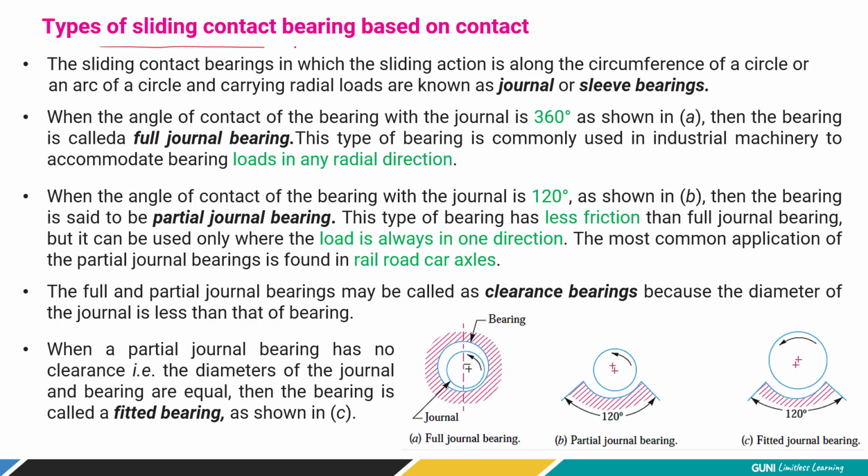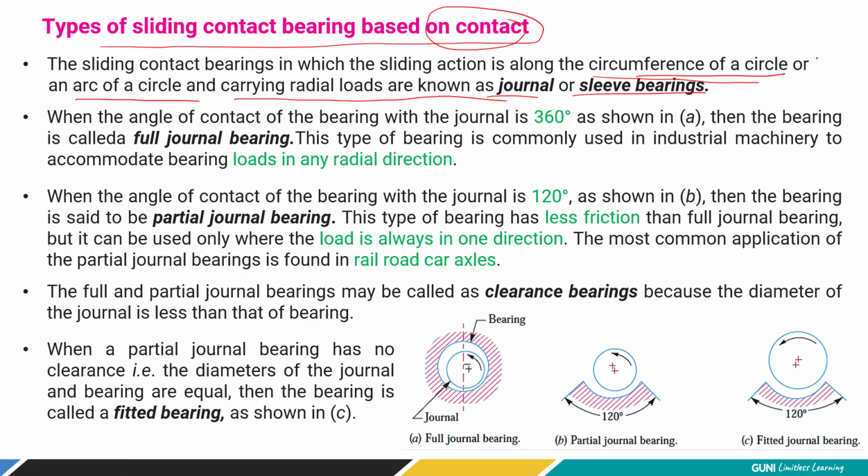Now, types of sliding contact bearing based on contact. Again, we have a classification of sliding contact bearings. The first is the sliding contact bearing in which the sliding action is along the circumference of a circle. Very simple, let's try to understand. The shaft is always circular, and the supporting surface is also circular. So here the sliding action is along the circumference of a circle. It is rotary in nature. Bearings with the sliding action along an arc of a circle and carrying radial loads are known as journal or sleeve bearings.